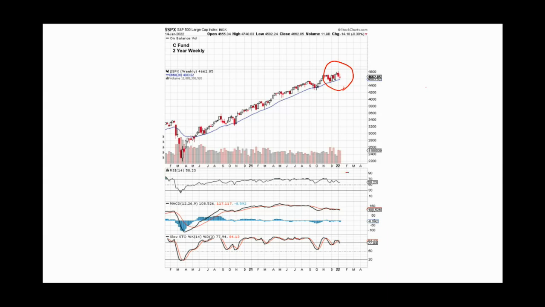And most of the last 7 weeks, 4 of them are on big declining volume, and we got relative strength decreasing. MACD had already been decreasing. Stochastic is heading down. So on a weekly basis, even though the price is continuing higher and it's still above that moving average line, all the indicators are lining up in a negative way. So that's how we look on the C-Fund.